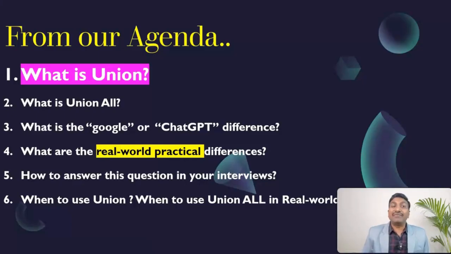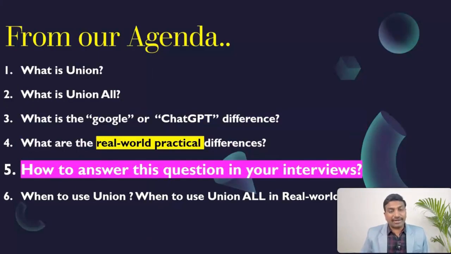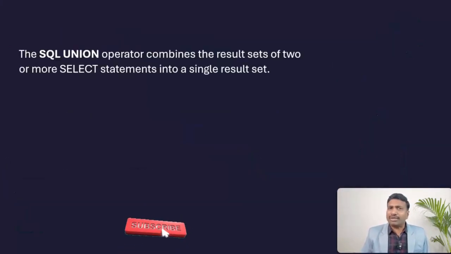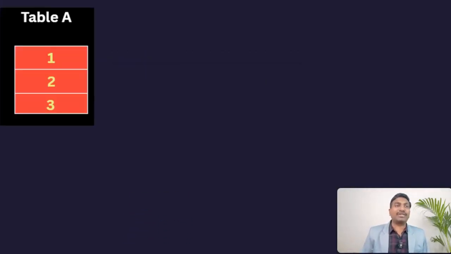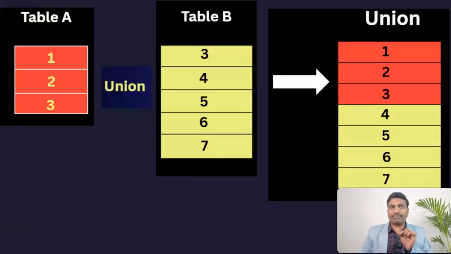Let's get started with what is union first, then union all, then the actual difference, real world activities, and what our answer to the question of union versus union all should be in our interviews, and the real world use case. The union is an operator in SQL. It is used to combine the results of 2 or more select statements. For example, you have a table A with rows 1, 2, 3, and B with rows 3, 4, 5, 6. Union gives you the result 1, 2, 3, 4, 5, 6.